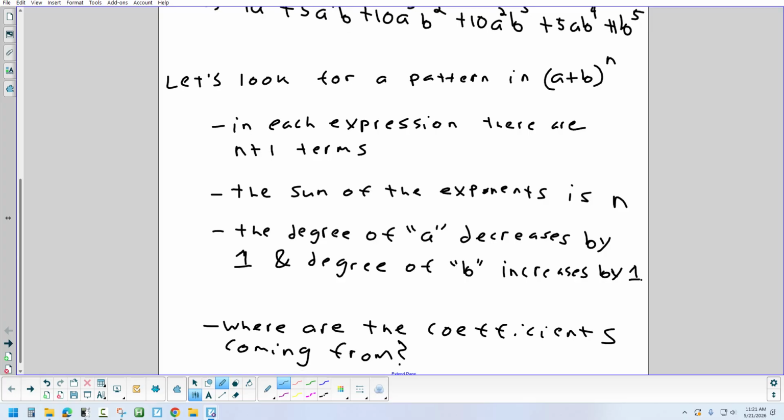So now we've got a quick way of taking a binomial and raising it to a power without having to FOIL the whole thing out. So just going to practice doing a few of these out, using Pascal's triangle and the patterns that we just noticed.